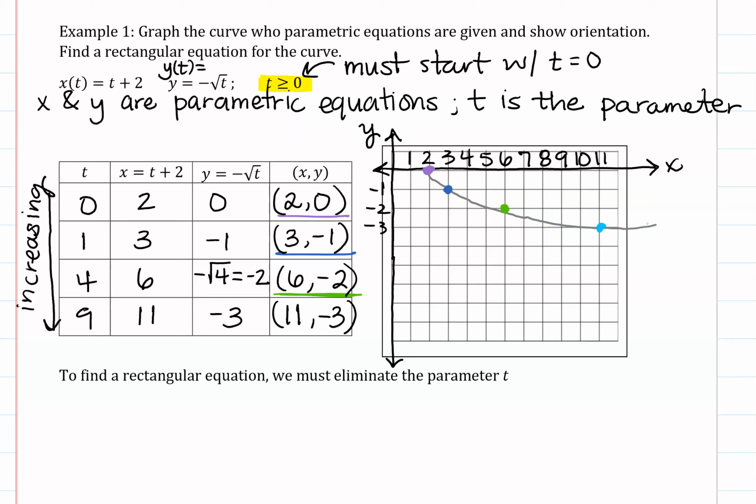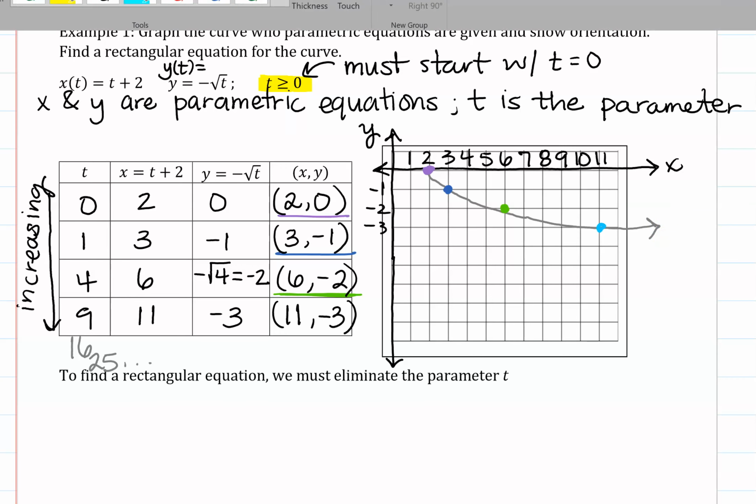And notice I did not stop at 11, negative 3. I could have continued to plug in larger t values. Say I could have plugged in 16 or 25, etc. And so the graph is going to keep on going, and so I'm making sure to put an arrow on that end of the graph.